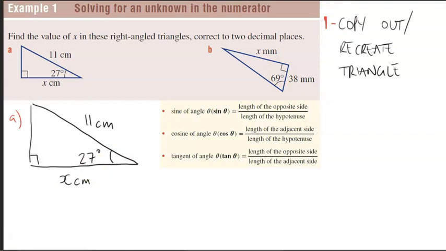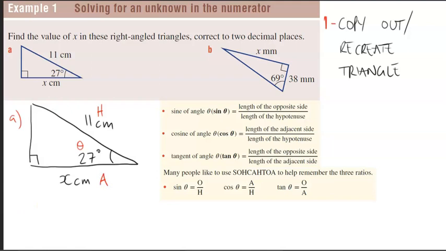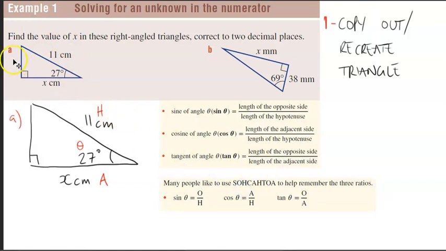The second thing that I do is I label what sides I do know in relation to the angle that has been given. So theta is this angle here. I have been given the hypotenuse as it's the opposite of the 90-degree angle, and I've also been given the adjacent, which is next to it. So I've just gone ahead and grabbed the more simpler trigonometric ratios. I've been given the adjacent and the hypotenuse. So the second step is to label what has been provided.